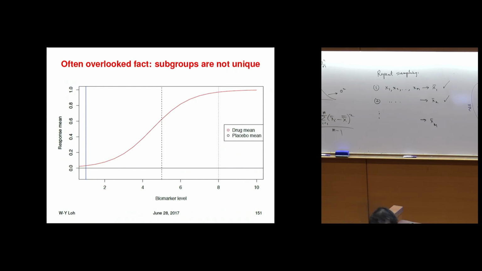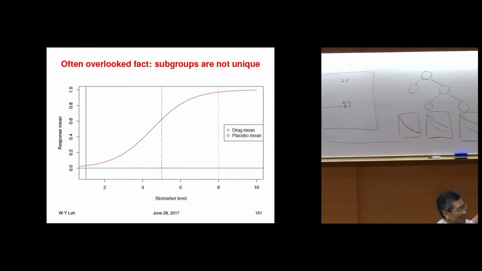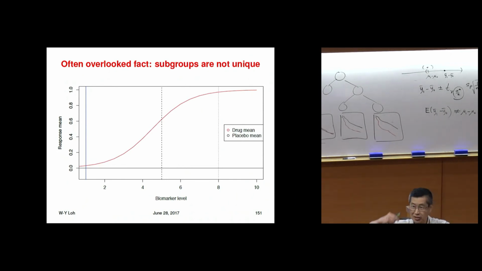Right? Now, if this is the case, what is the true subgroup? It's smooth. It's a continuous curve. There's no true subgroup. It's not a jump. Right? It's not a jump. So, in some sense, it doesn't make sense to ask, what's the chance that your method will find the true subgroup? Because what is the true subgroup?